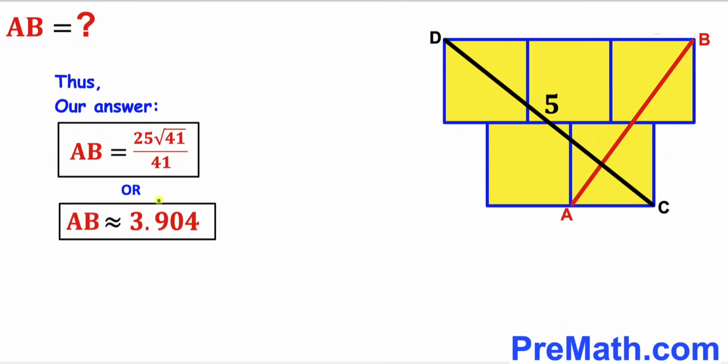And that's going to be approximately equal to 3.904 units as well. In other words, this AB length is going to be 25 times square root of 41 divided by 41 units. And that's our final answer.